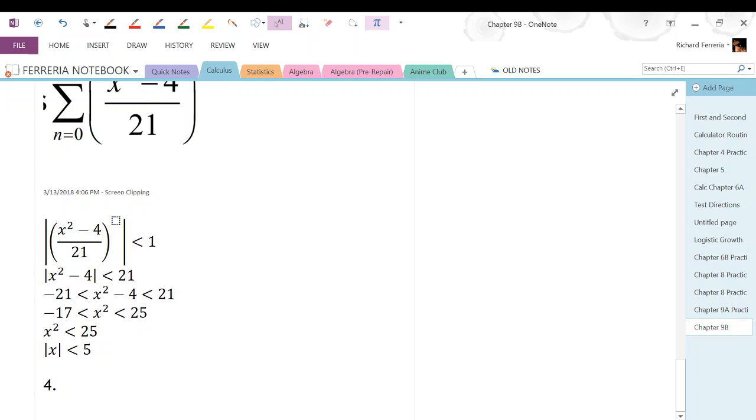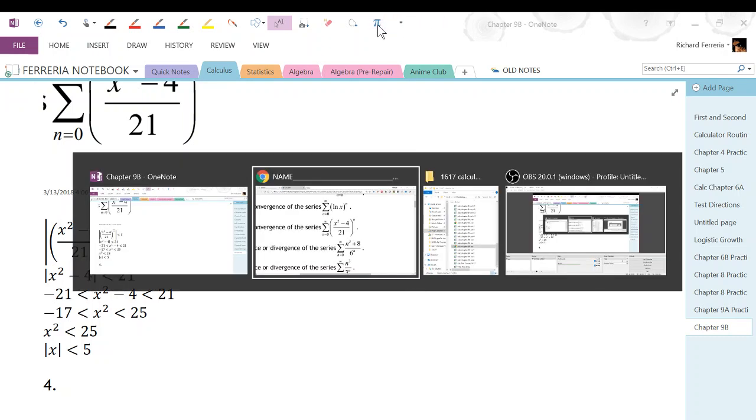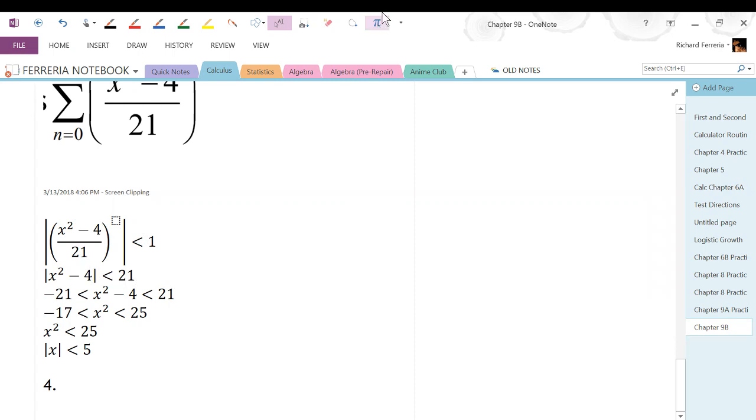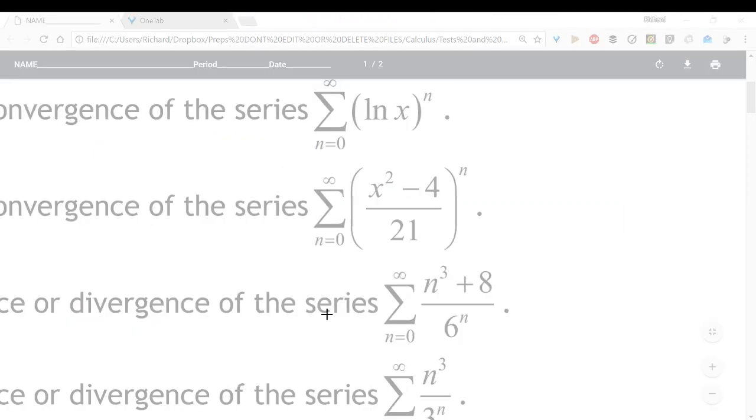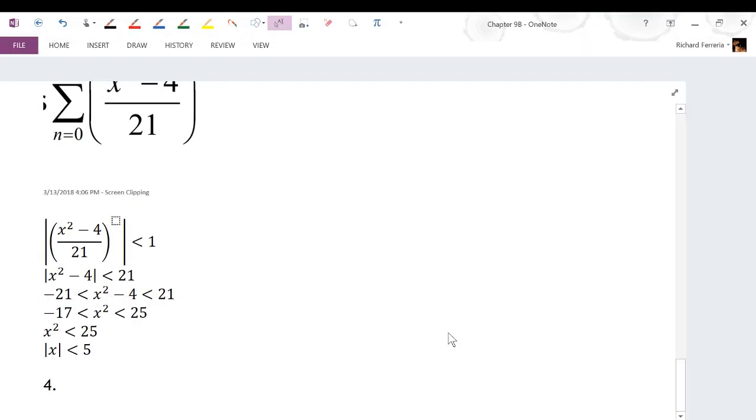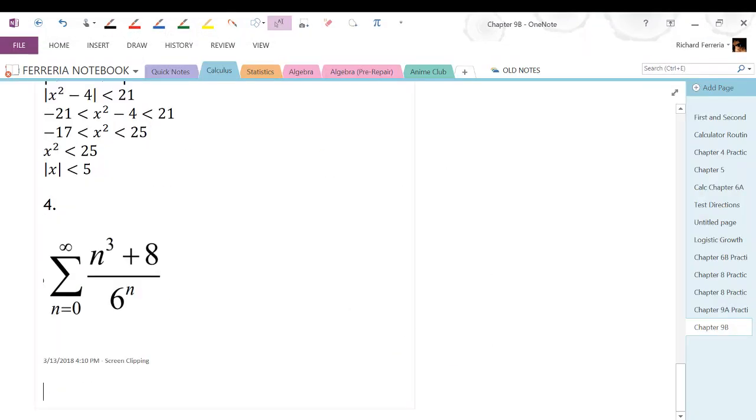More than 4. Divergence or convergence for this series. Oh, I said I was going to screenshot this, right? So let's screenshot it. Question 4 is this one, right? Okay. Convergence or divergence. So what's the best way to do this?